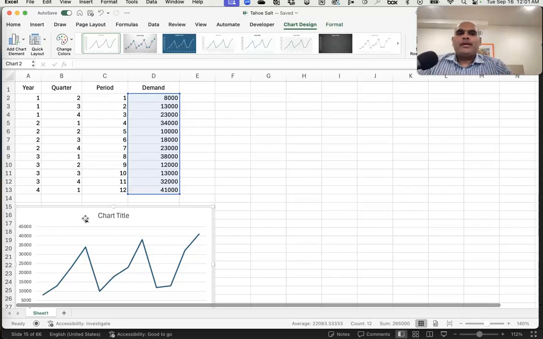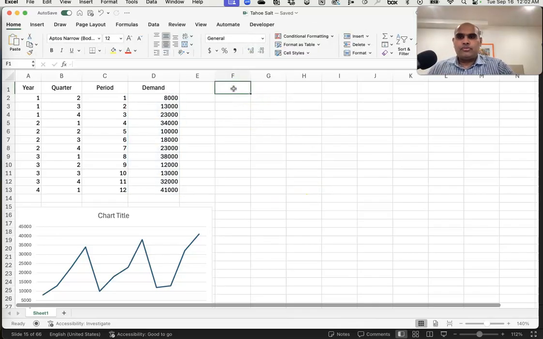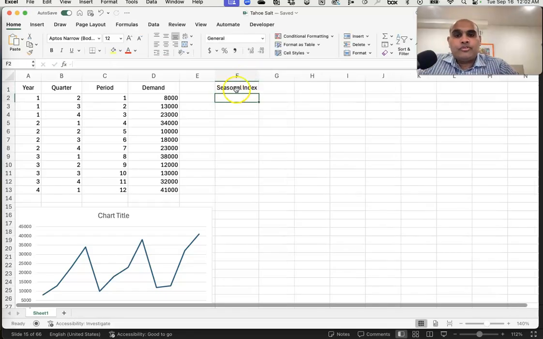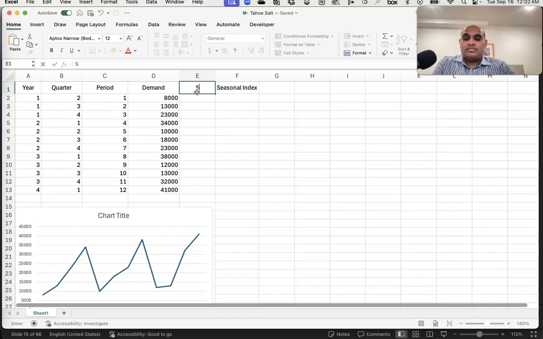Now, to capture seasonality, there are a couple of ways of doing it. The simplest way to do it is to calculate something called the seasonal index. And that's the first thing that we're going to do. We're going to capture something called the seasonal index. But before we capture the seasonal index, there's some sort of number that we calculate. And this I'm going to calculate is called the seasonal factor.